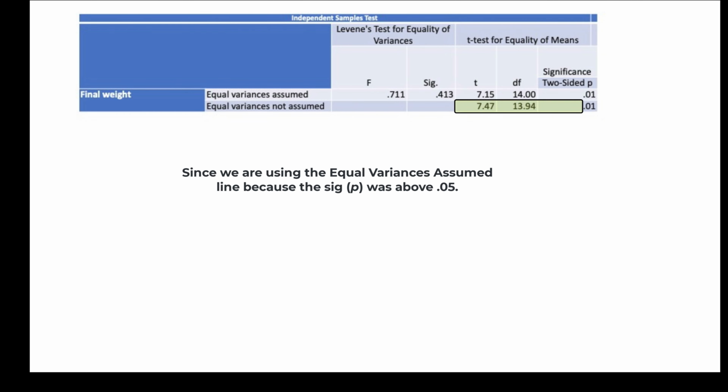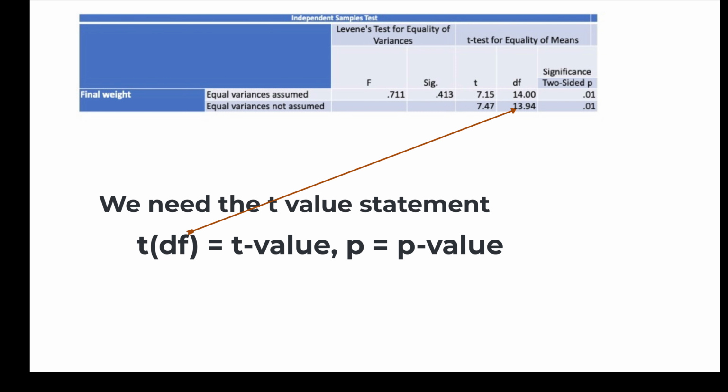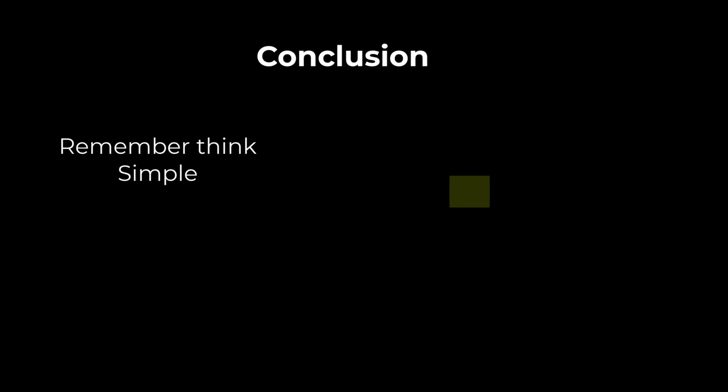Since we're using the equal variance assumed line, because the significance, the p-value of the Levene's test, was over 0.05, we now need the top box, which is the one marked in yellow. We need the t-value statement: t, open parentheses, df, close parentheses, space, equals, space, t-value, comma, p equals the p-value. You can see the lines go to the numbers: t with a df of 14 equals 7.15, comma, p equals 0.01.